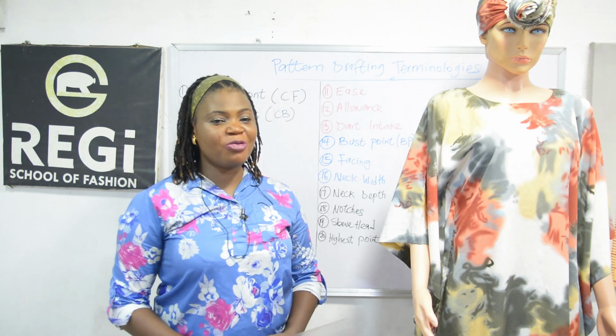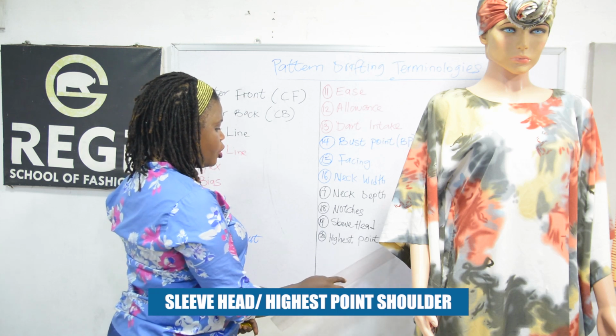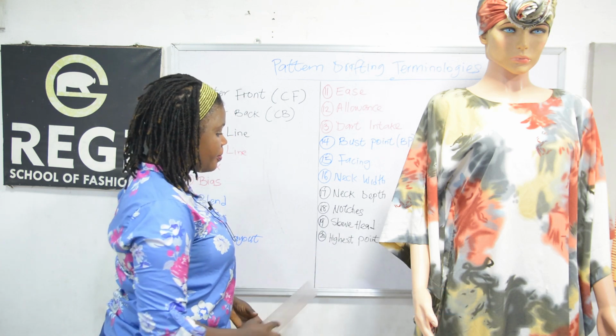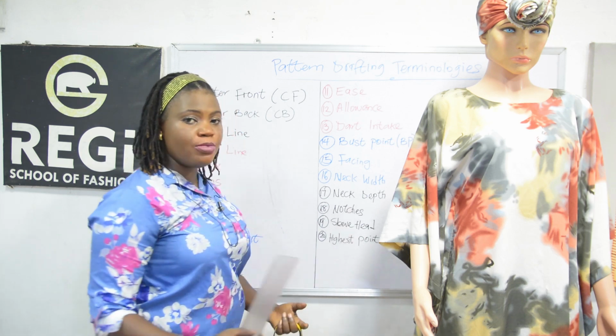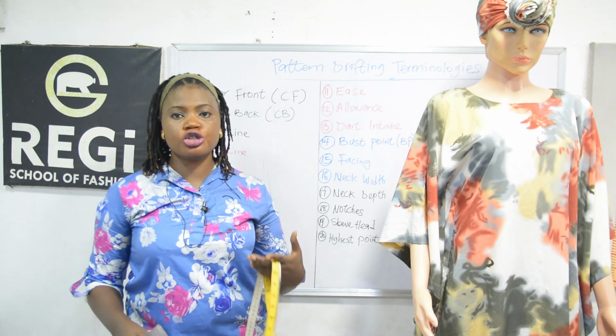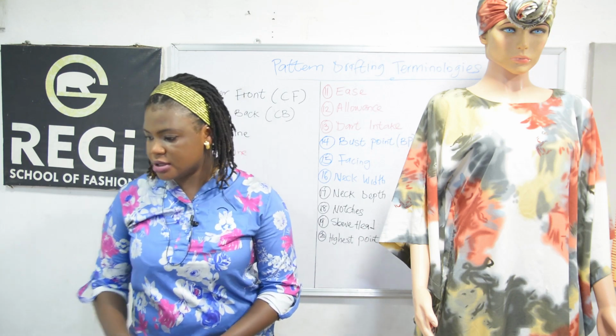So the next one I have with me is the sleeve head. I have the sleeve head and I have the highest point shoulder. So I will be taking the two together because they go together. Highest point shoulder means HPS. So anytime you come across HPS, it means the highest point shoulder. Then we have the sleeve head.